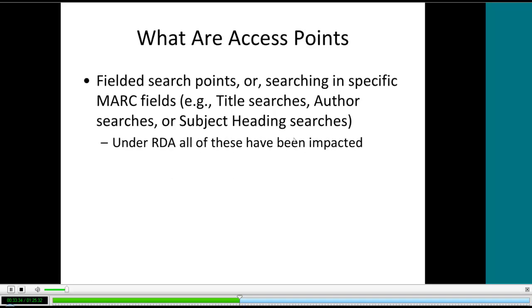Okay. So what are access points? Susan did an excellent job of pointing all those out. But with these access points, we're really talking about fielded search points, such as title searches, author searches and subject searches. Under RDA, all of these will have some kind of impact. And a lot of it, particularly with the subject headings, has yet to be developed. But with the authors and the titles, there are actually a lot of changes, and we're going to talk about some of those.